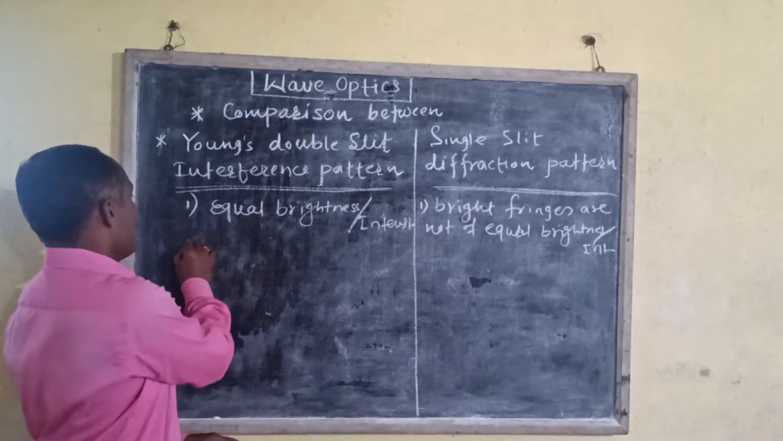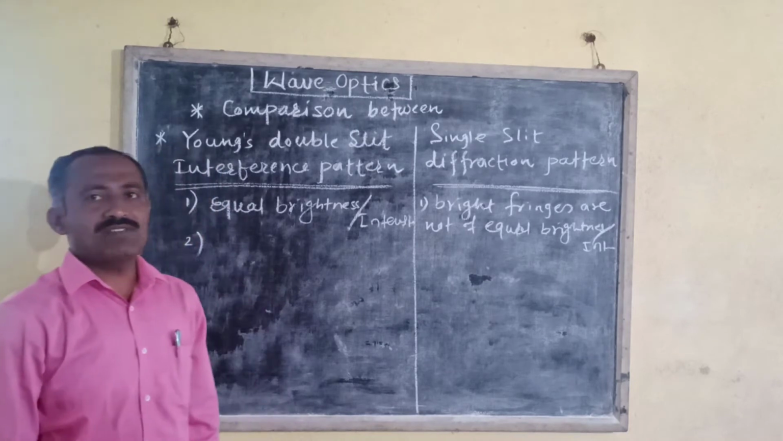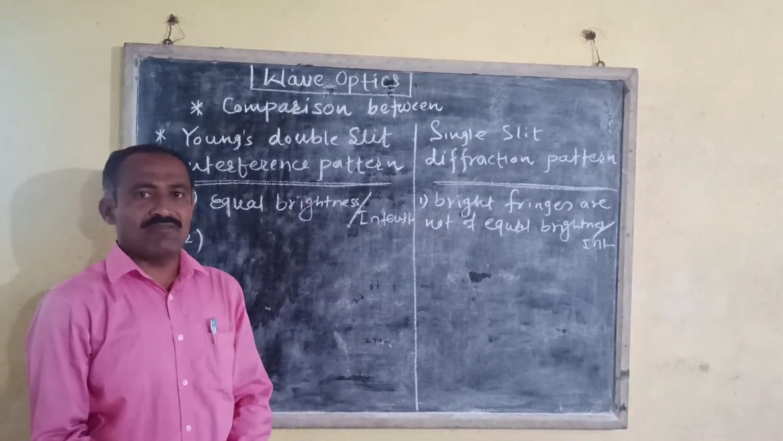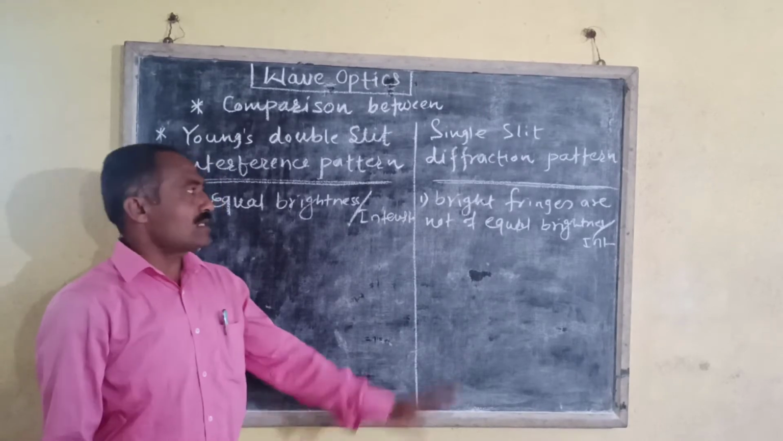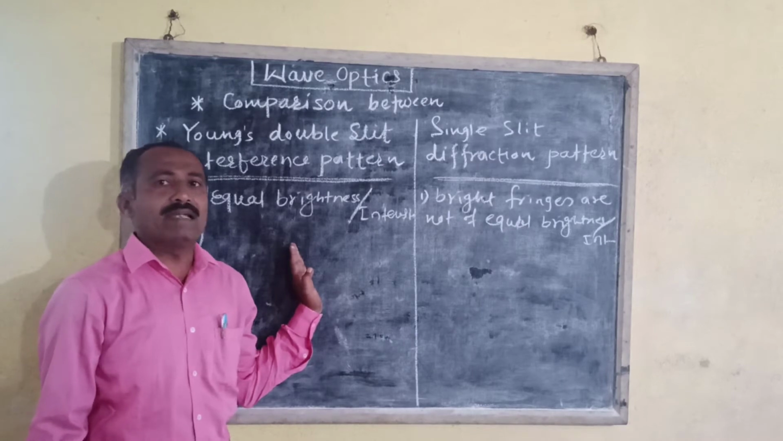Similarly, in Young's double slit interference pattern, the fringe width of all bright bands or dark bands is equispaced, of equal width.